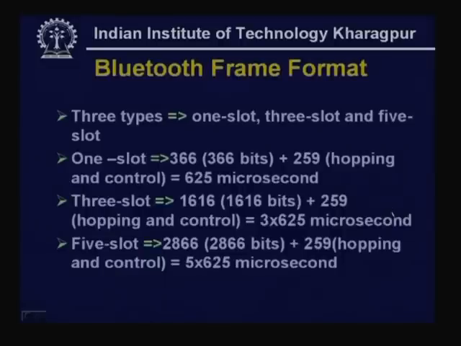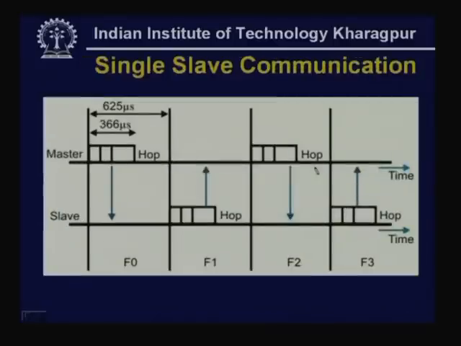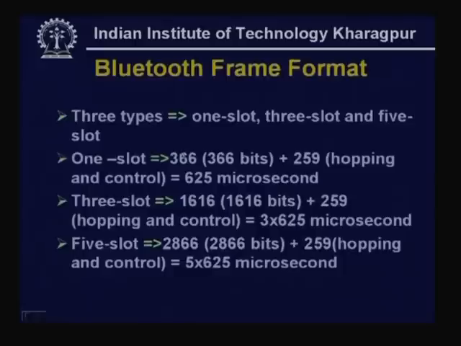So, so far as the Bluetooth frame format is concerned, there are 3 types: 1 slot, 3 slot and 5 slot. In case of 1 slot, it can send 366 bits, plus 259 microseconds used for hopping and control, as I have shown in this case. This part is used for sending data, and this part is used for hopping and control. As a consequence, a total of 366 bits can be sent in 625 microseconds.